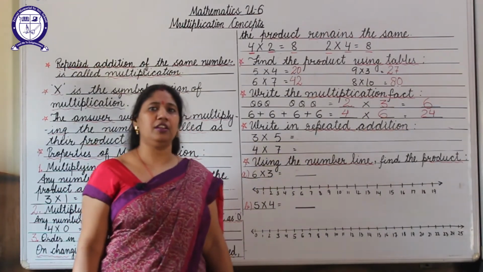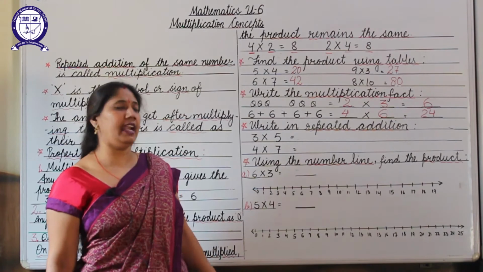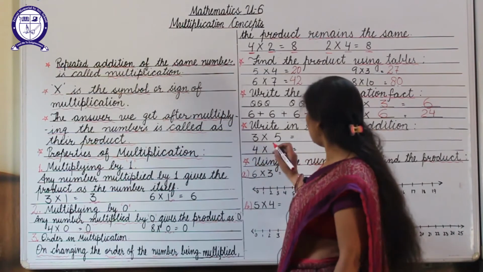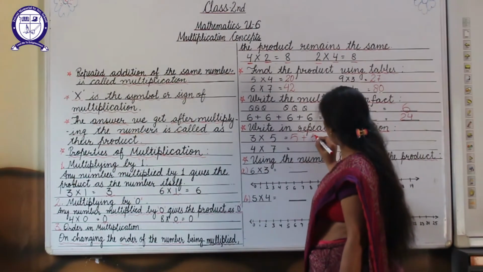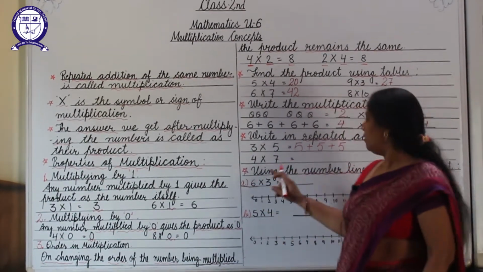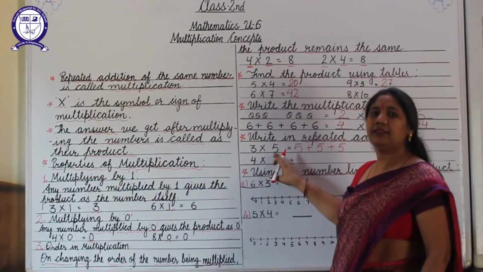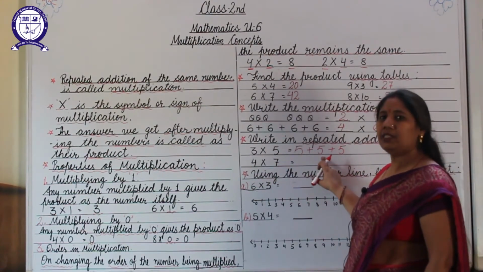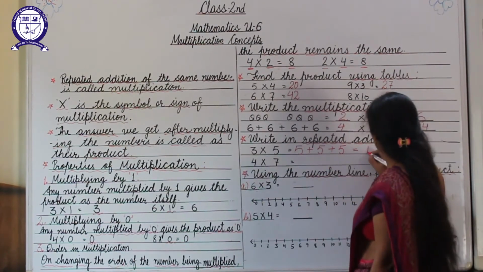Write in repeated addition. We have given the multiplication table, and now let's do the repeated addition. Means 3 times 5. Okay. So firstly we have to count it 3 times. So 1 times 5 plus 2 times 5 plus 3 times 5. Okay beta, firstly that is 3 times. Second is we have to add this number 1 time, 2 times, 3 times. So 5 plus 5 is 10, 10 plus 5 is 15.